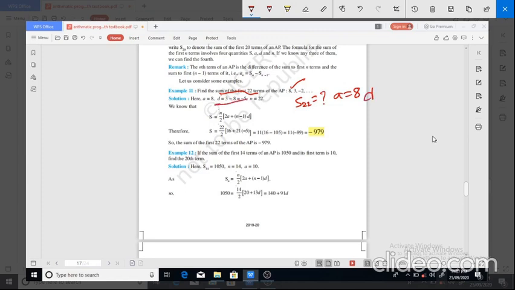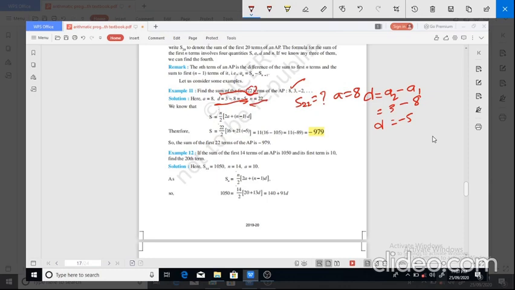D equals A2 minus A1. What is A2 here? A2 is 3, minus A1 which is 8. So what is the D value here? Minus 5. So the D value is minus 5. The number of terms is 22, so the N value is 22.